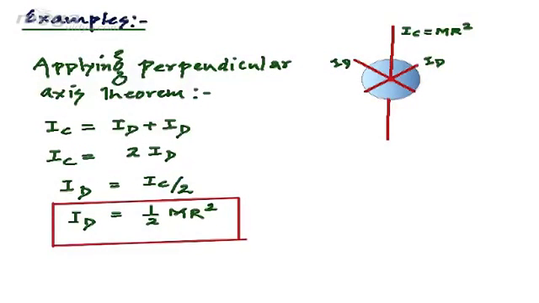But the first point to take into account when using the perpendicular axis theorem is that it is only valid for plane laminar bodies. Basically, we can say it is not valid for three-dimensional bodies such as a sphere, cone, hollow sphere, etc.